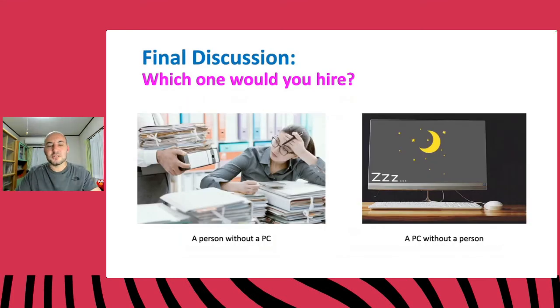And the final discussion, like in the future, will we lose jobs? Should we be afraid of losing our jobs to machines or robots? So my question would be, if you have two options, like hiring a person who does not have a PC, just doing all the tasks manually, this is the first option, or your second option would be having a PC where you don't have a person to operate it. So these are the two options. Which one would you choose? Of course, you would choose a PC with a person, right? You would choose a collaboration.